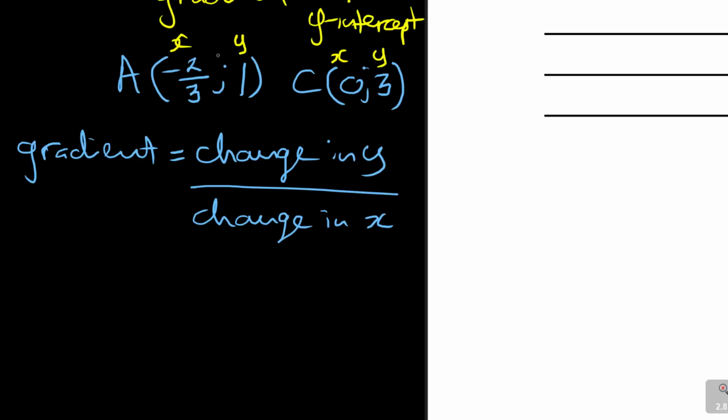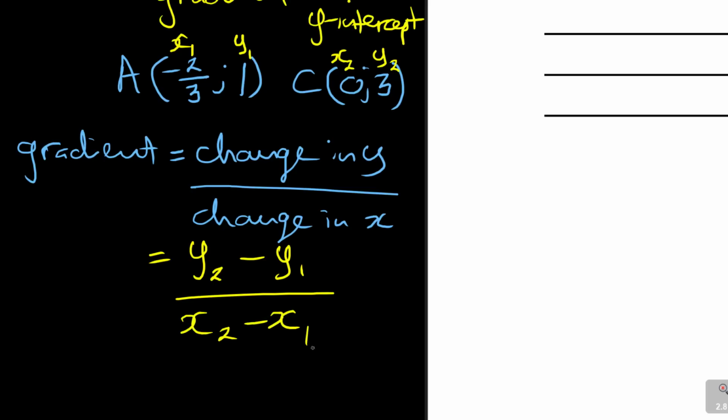You can give them names. This can be y1, this can be y2, this can be x1. So x1, y1, x2, y2. The change in y, you can actually use it like this. To say change in y means take y2, minus y1, subtract those two, and then at the bottom again, take x2, subtract x1.